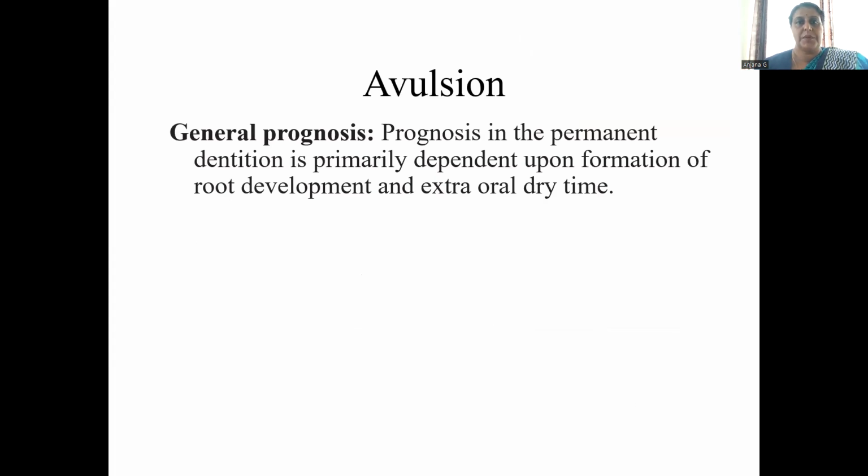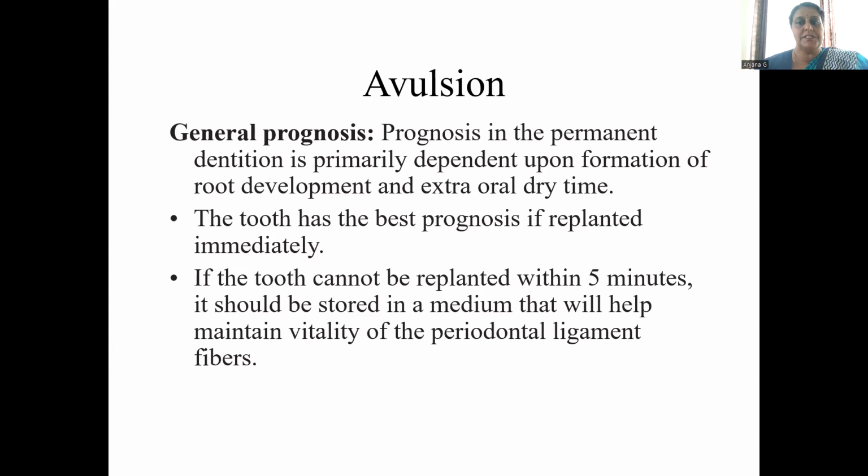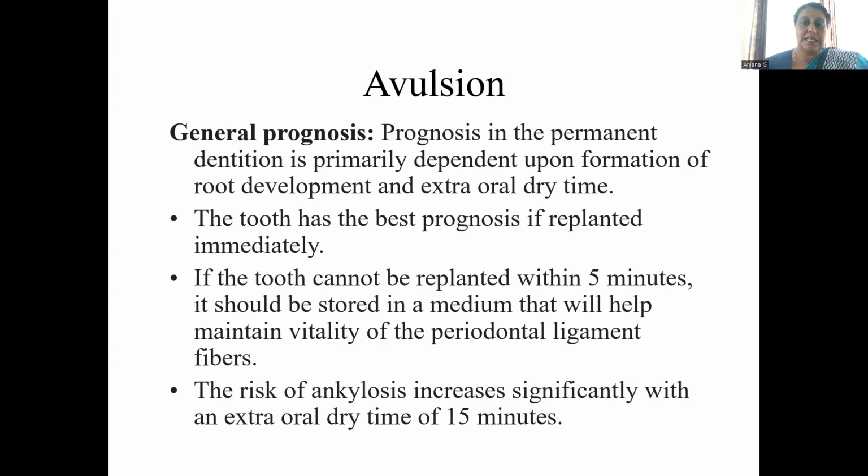Prognosis in a permanent dentition is primarily dependent upon the stage of root development and extraoral dry time. If the tooth has an open apex and is replanted immediately, revascularization will happen, and it has a very good prognosis. If the extraoral dry time has exceeded 15 minutes, then the possibility of the tooth going non-vital and being rejected is very high. The tooth has best prognosis if replanted immediately. If the tooth cannot be replanted within 5 minutes, it should be stored in a medium that will help maintain vitality of the periodontal ligament fibers. The risk of ankylosis increases significantly with an extraoral dry time of 15 minutes.